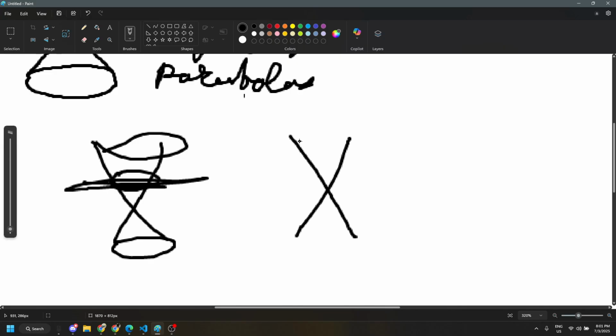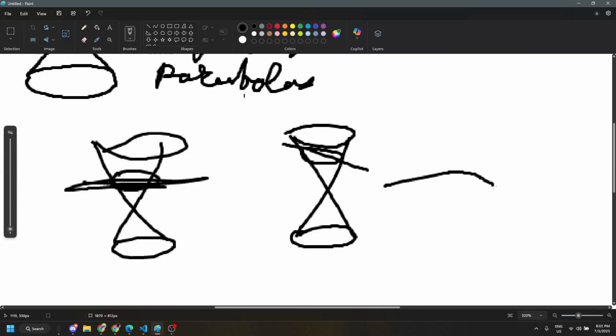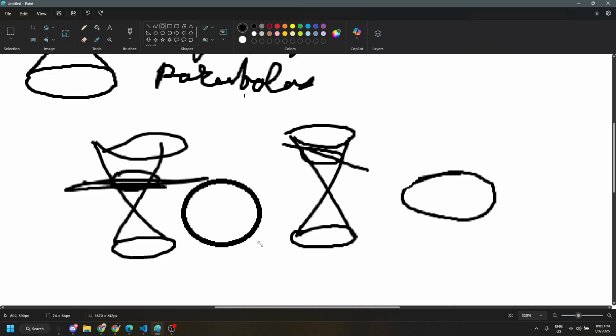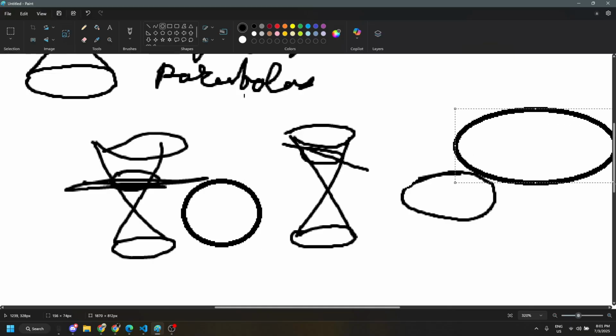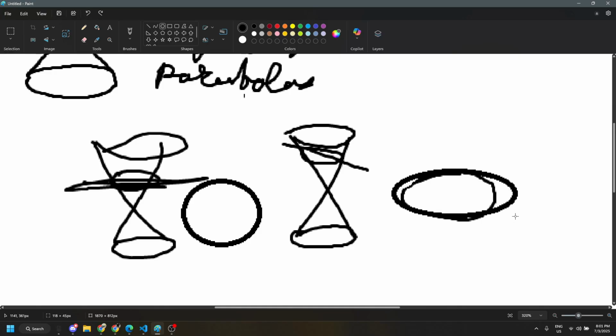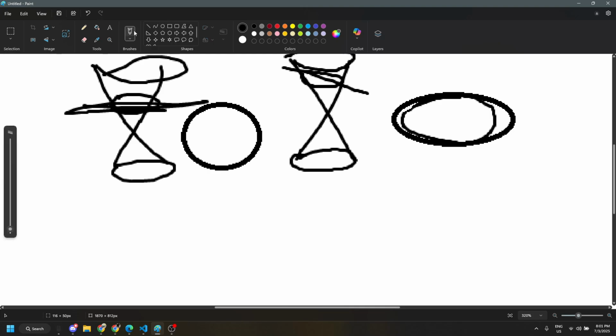Ellipses, a little less intuitive. You take a slightly diagonal cross section right there, so it will be like that. Ellipses look like this. They're just like stretched out circles. And of course, a circle looks like this. An ellipse looks like that.